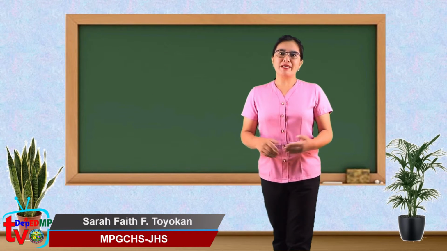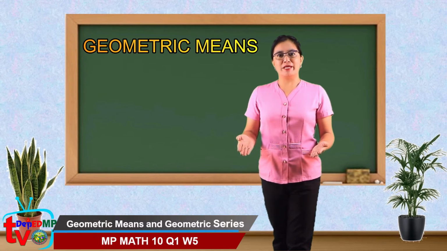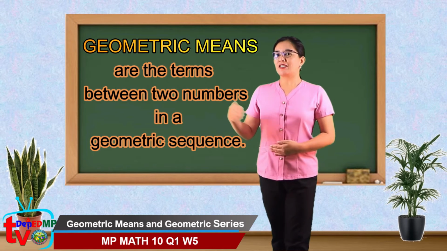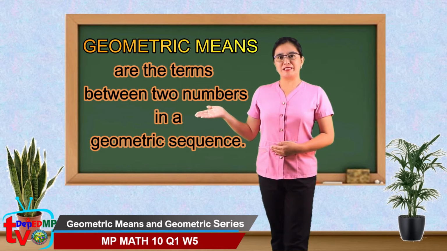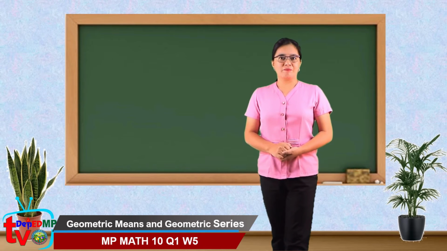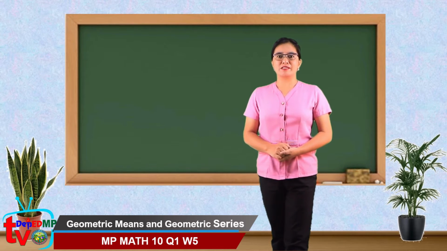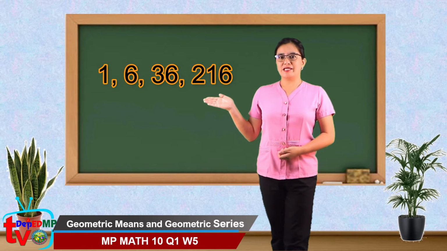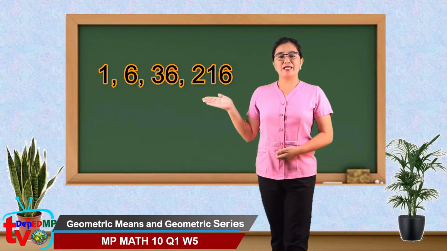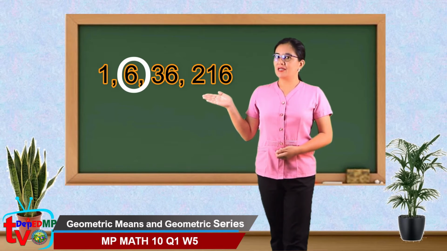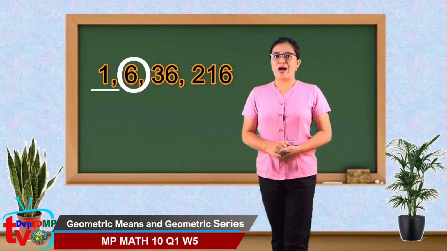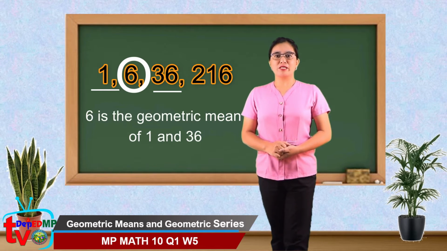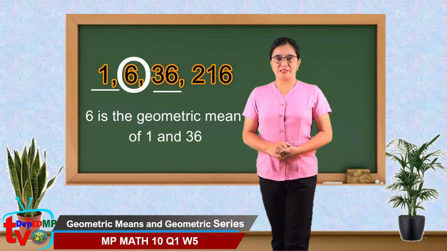So, let's make a start on studying geometric means. These are terms between two numbers in a geometric sequence. For example, in the geometric sequence 1, 6, 36, and 216, 6 is in between 1 and 36. Therefore, it is the geometric mean of the two numbers.